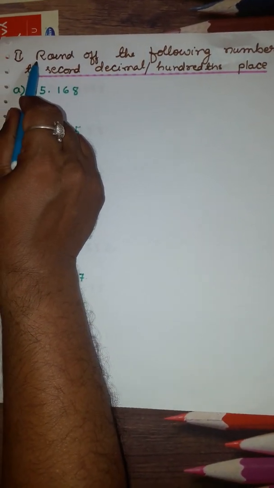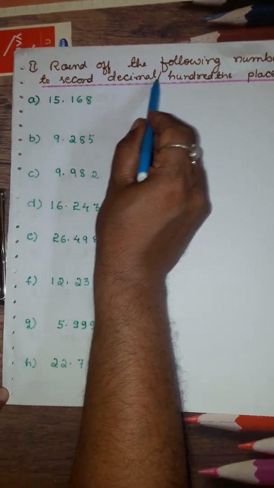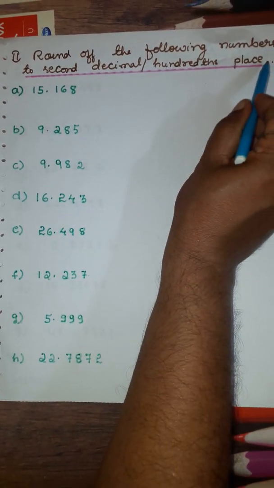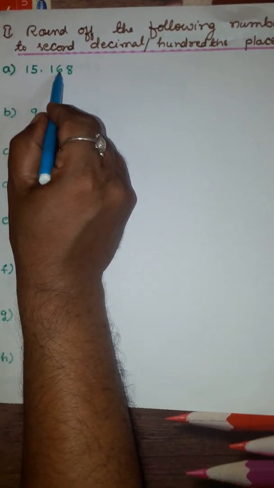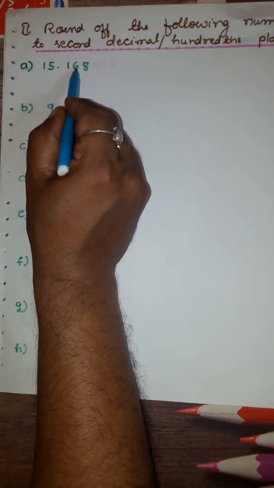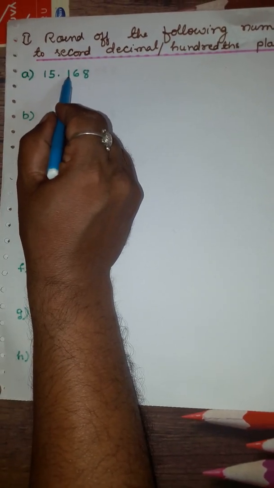Dear children, we shall learn how to round off the following decimal numbers to second decimal place or hundred place. Second decimal place is also called as hundred place. You have already learned how to round off the decimal place to first decimal place or tenth place.